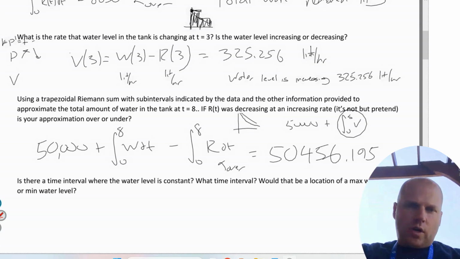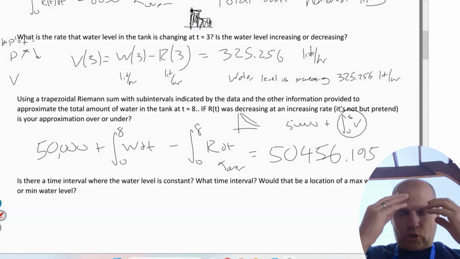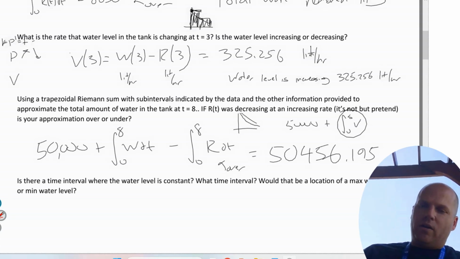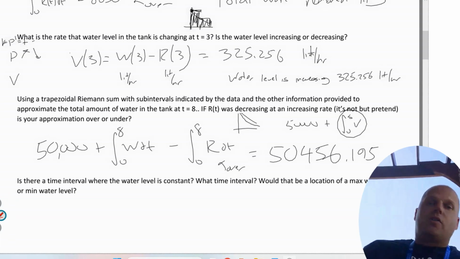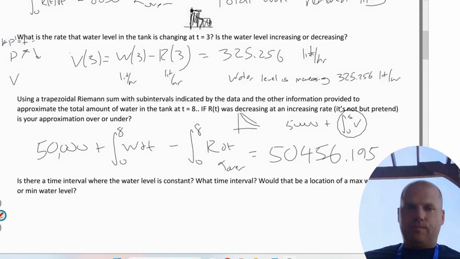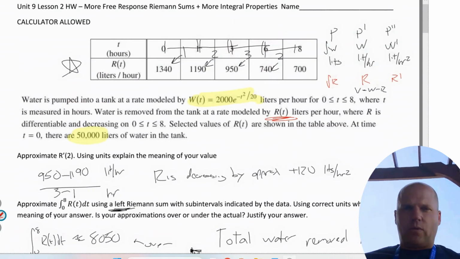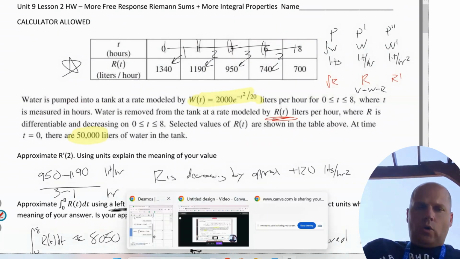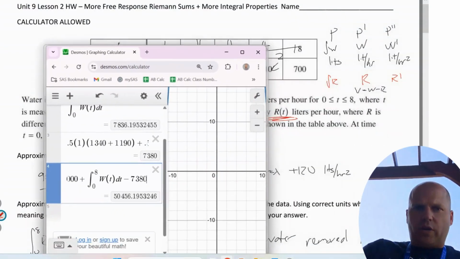Since we're over approximating R, and R accumulated will be the total removed, we are over approximating the total amount that we are removing, which means our level is going to be under the actual. So our water level is going to be a constant. Well, let's look at W from 0 to 8.